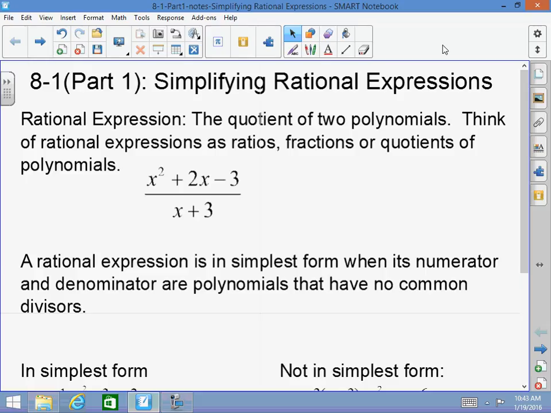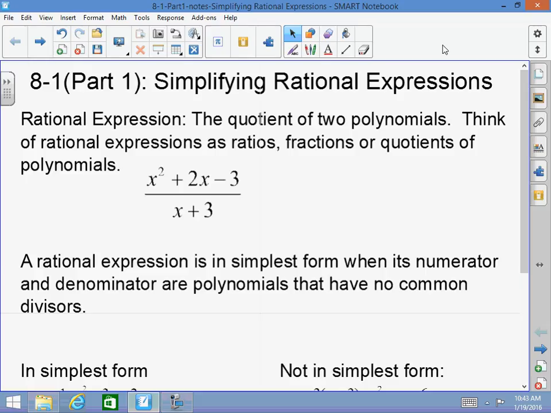What is a rational expression? Well, a rational expression is the quotient, that's a division, of two polynomials. Think of it as ratios, okay? It's a fraction or quotient of polynomials. For example, I've got x squared plus 2x minus 3, that's a trinomial, divided by x plus 3, that's a binomial. When I have a polynomial divided by a polynomial, that's a fraction or a ratio made up of polynomials. That is called a rational expression.